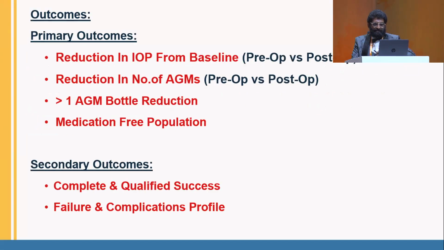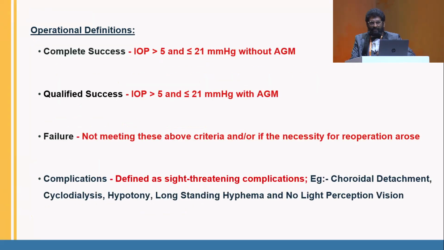Primary outcomes were the reduction in IOP and AGM bottles, as well as the medication-free population. Secondary outcomes were the success and the failure rates. The World Glaucoma Association guidelines were taken into account to qualify complete success, qualified success, as well as failure.